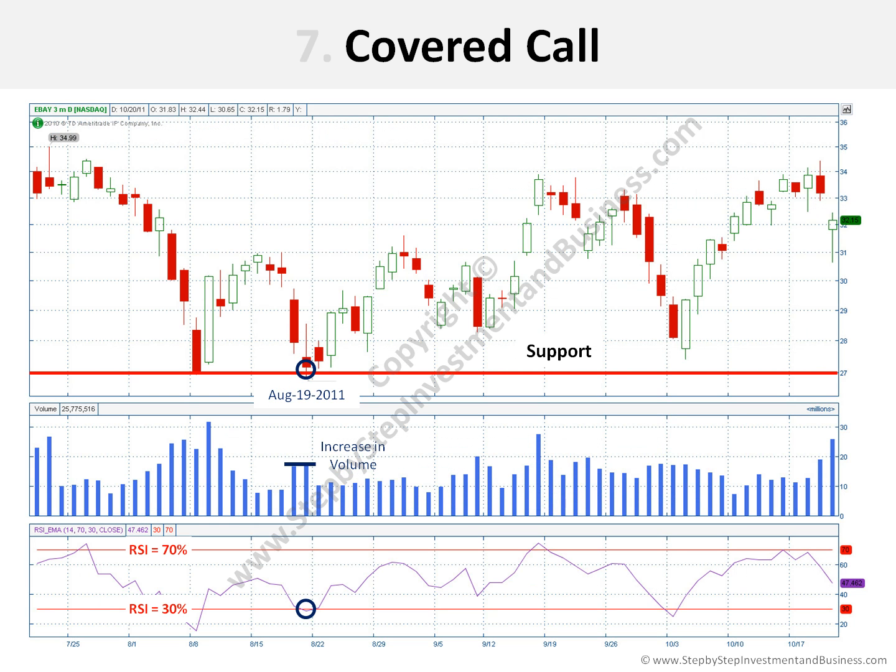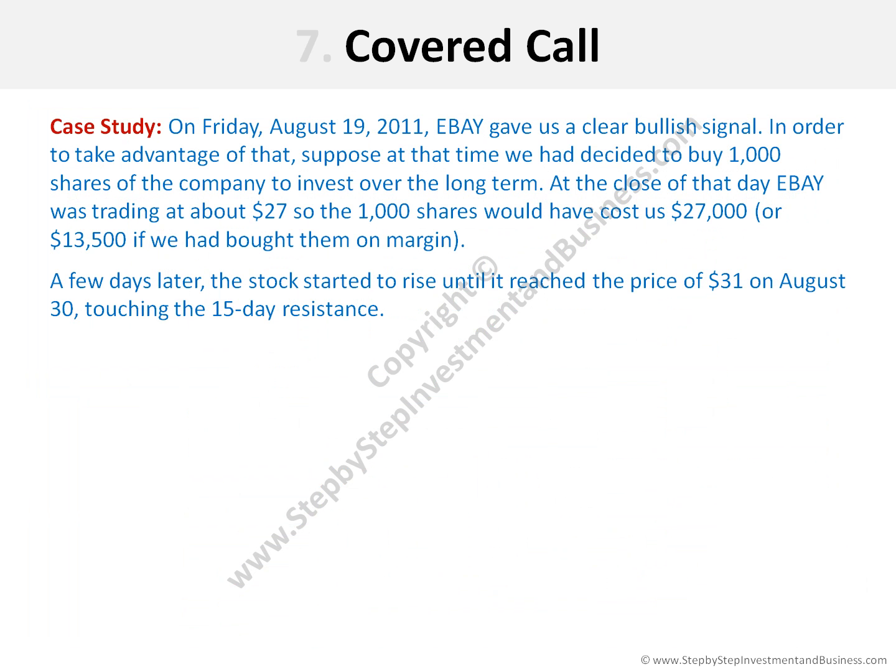Let's see an example of how this strategy works. Here we are seeing the stock chart of the eBay company. As we can see, on August 19, 2011, the company gave us a clear bullish signal because the stock touched support and was accompanied by an increase in volume and an RSI below 30%. As we said, on Friday, August 19, 2011, eBay gave us a clear bullish signal.